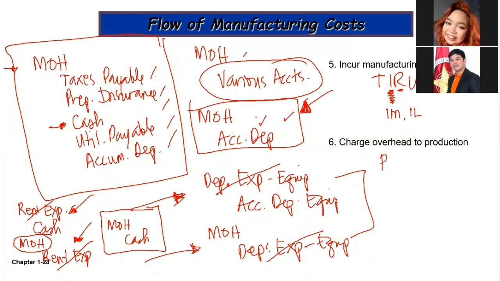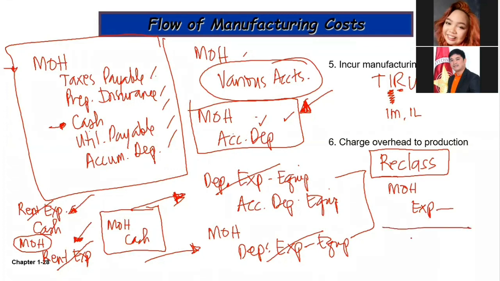Ang clue dito, kapag nagre-reclass po tayo, okay, pag nagre-reclass tayo, debit MOH and credit yung expense account po. Pero kapag ikaw yung diretso na mag-e-entrada for manufacturing overhead na i-incur, debit MOH and credit, itong mga various accounts na to, yung mga payables or mga liabilities or assets natin or contra assets no accumulated depreciation. Okay, I hope that's clear.